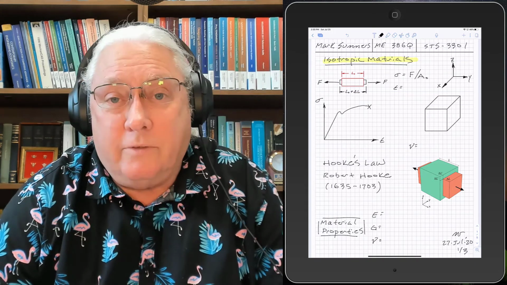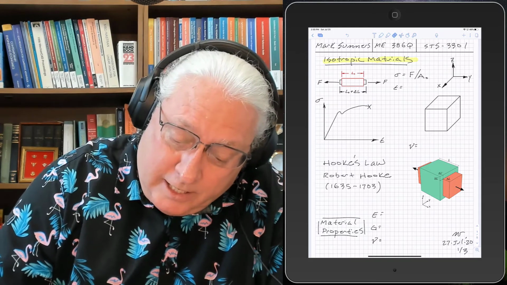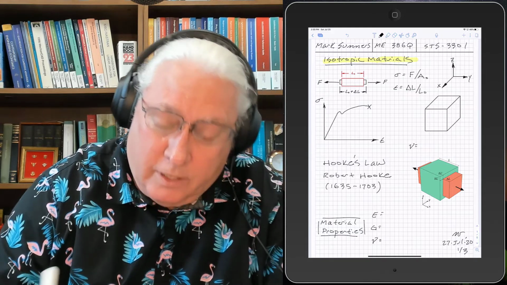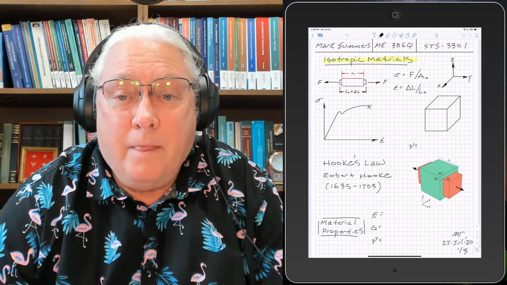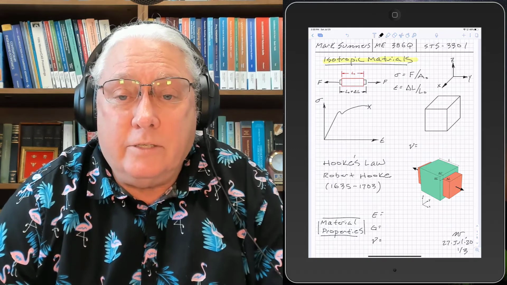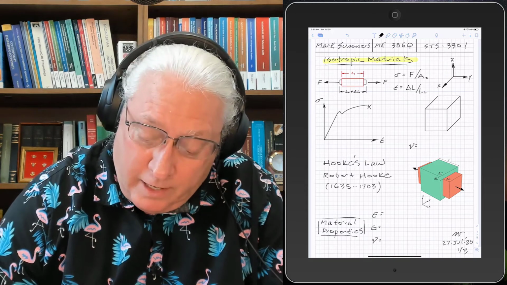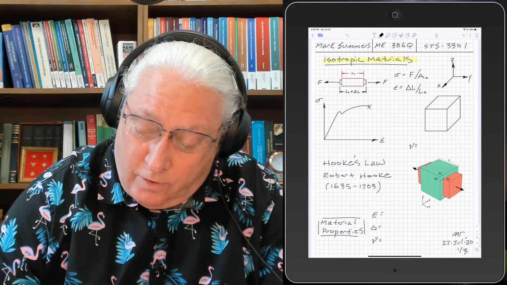Another parameter we'll define is strain, and strain is defined as the change in length divided by the original length. So that's a unitless parameter, whether you're in millimeters or inches. Those are just definitions. We define stress as force over area, and we define strain as change in length over the original length.